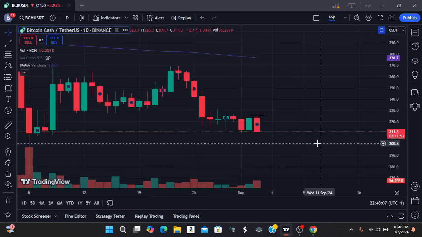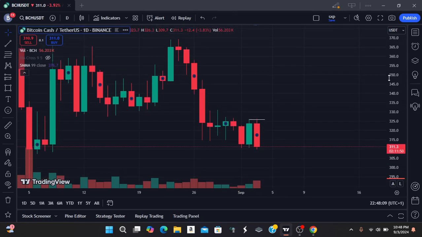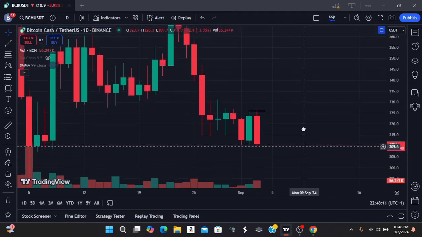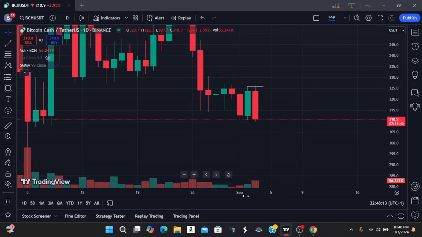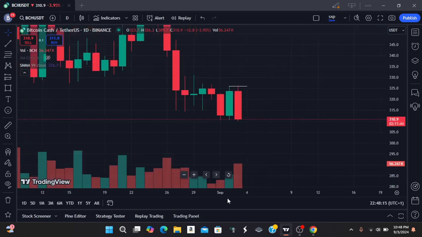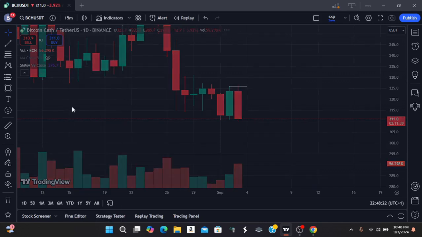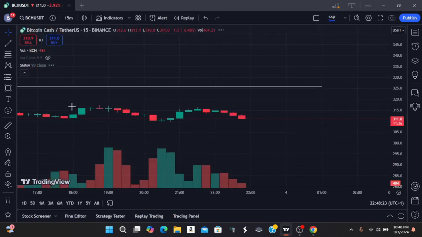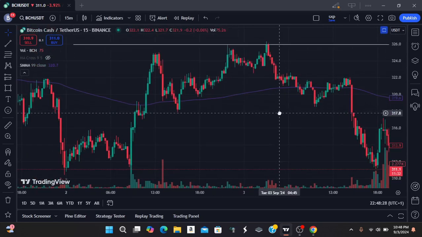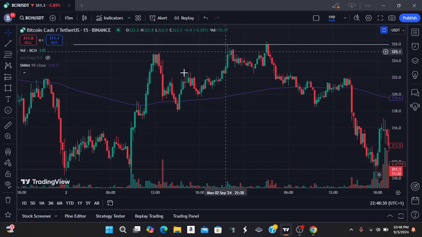Now I brought it back to what it used to be. So once the previous day high is swept like this, you need to come to the 15-minute or the 5-minute time frame to have a better picture of what is happening. So when you come to the 15-minute time frame, you can see clearly that this was the previous day high.